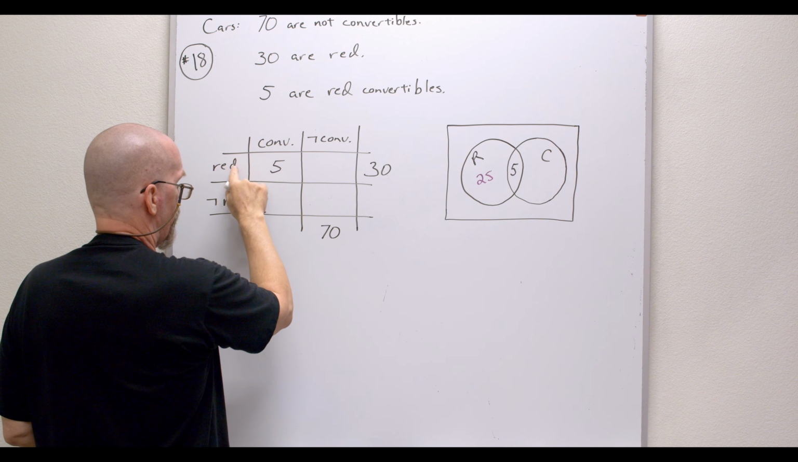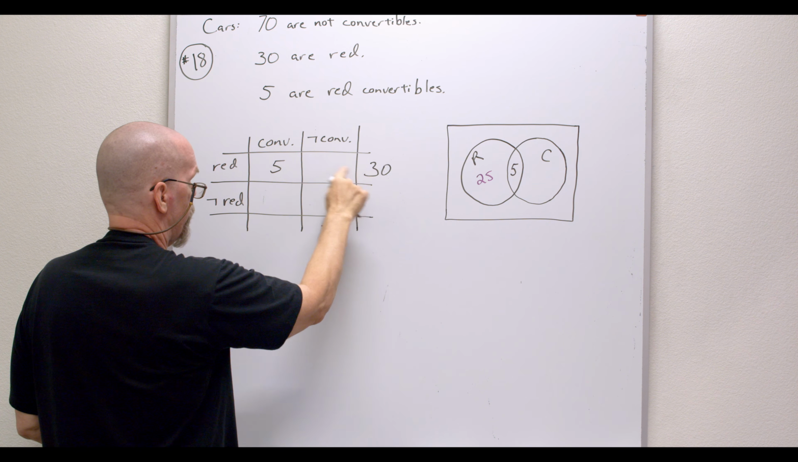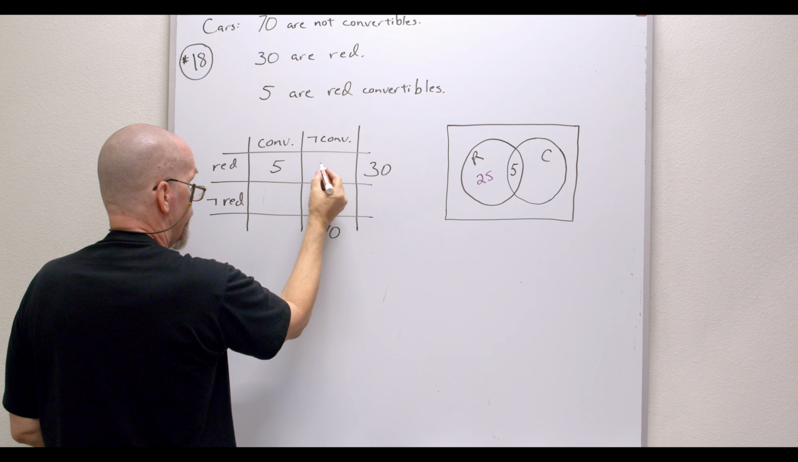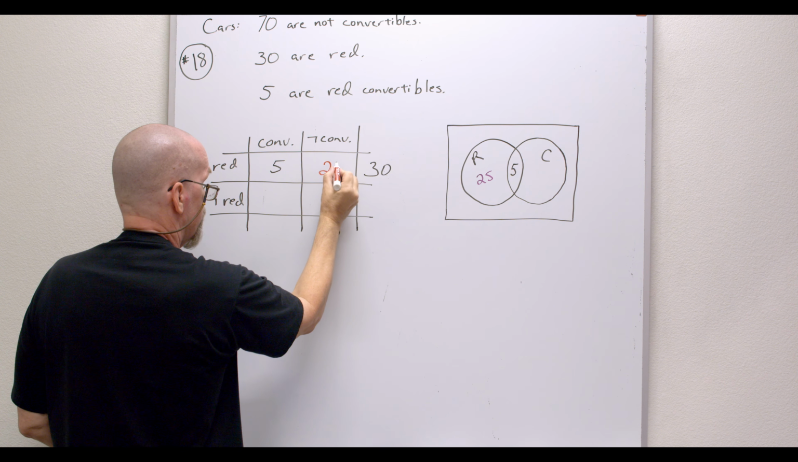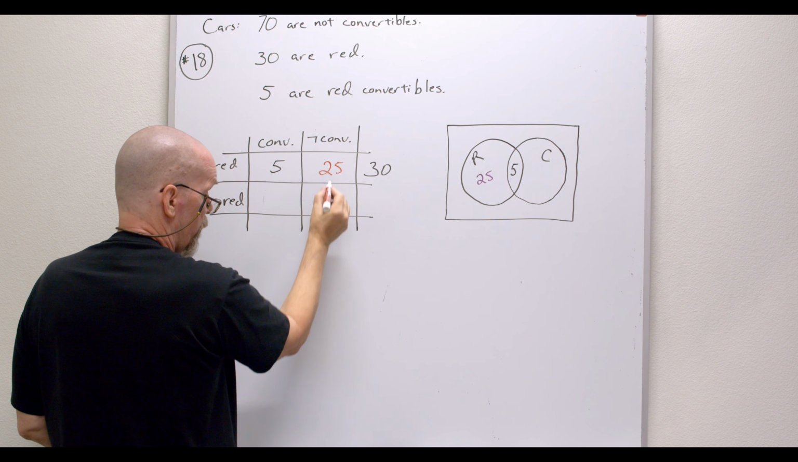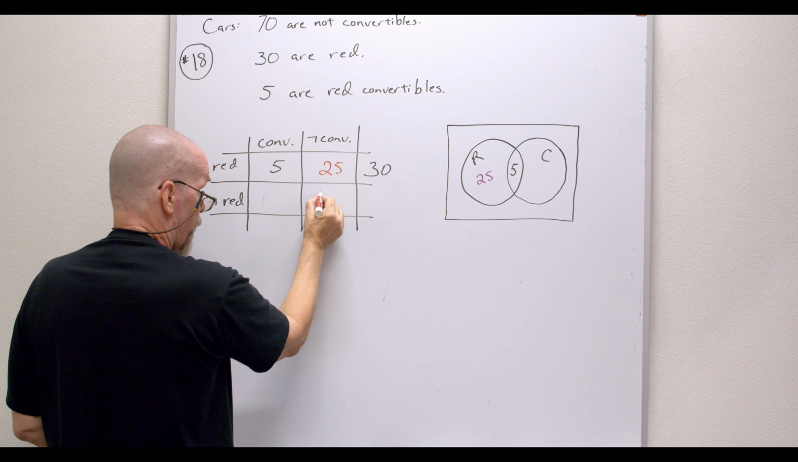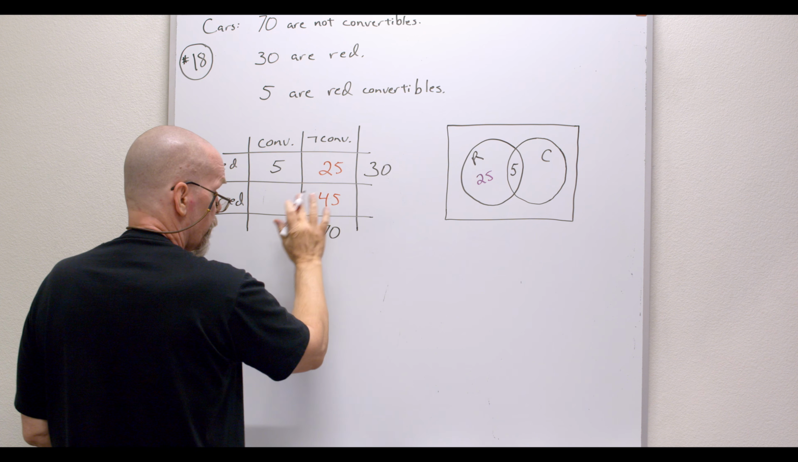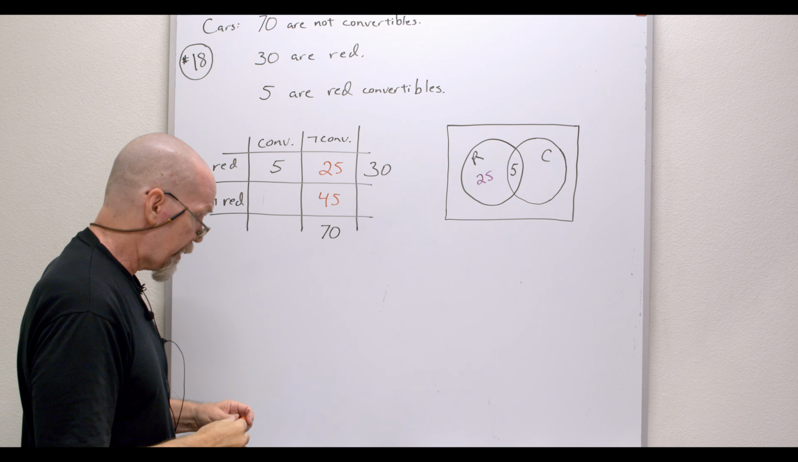If I know that I have a total in this row, in math, rows go this way, columns that way, so a total in this row of 30, and I already have 5, that would leave 25 more to go there. Knowing that this column has a total of 70 means I could subtract 70 minus 25 and get a 45, but I wouldn't know where to go from here. I would need at least one more bit of information.